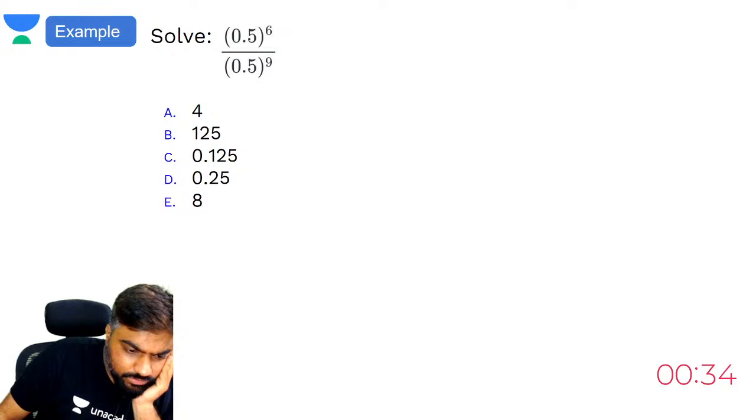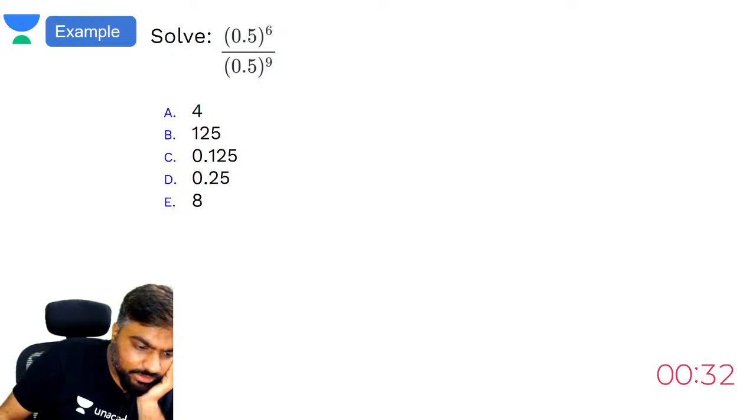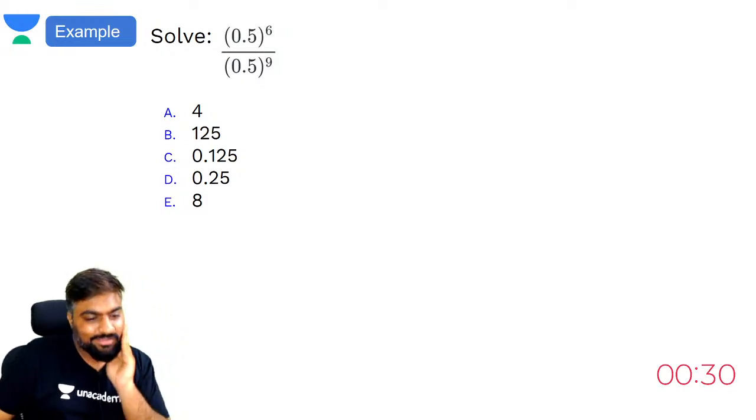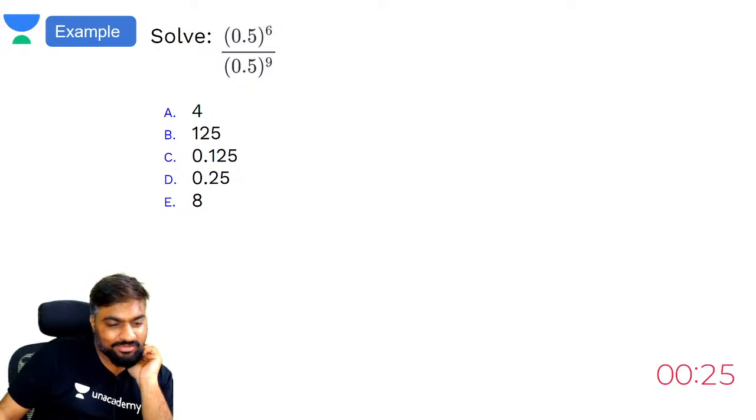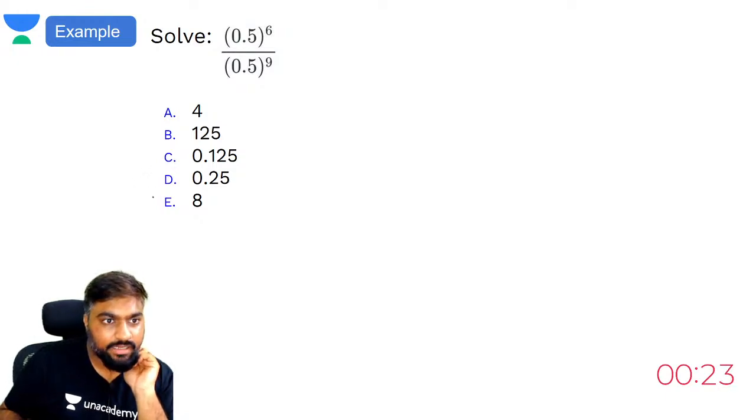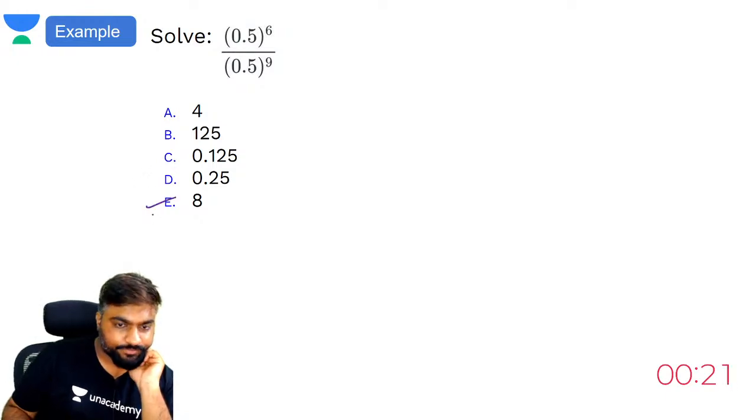How much is 4 to the power 25 by 9? Rocket Singh, beta जाने दो. Everybody says E. Very good, superb.